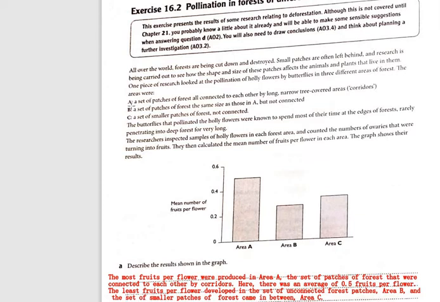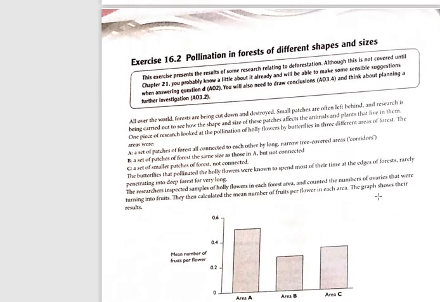The areas were A, a set of patches of forest all connected to each other by long, narrow tree-covered areas. B, a set of patches of forest the same size as A but not connected. And area C, a set of smaller patches of forest but not connected. The butterflies that pollinated the holly flowers were known to spend most of their time at the edges of the forest, rarely penetrating into deep forest for very long.